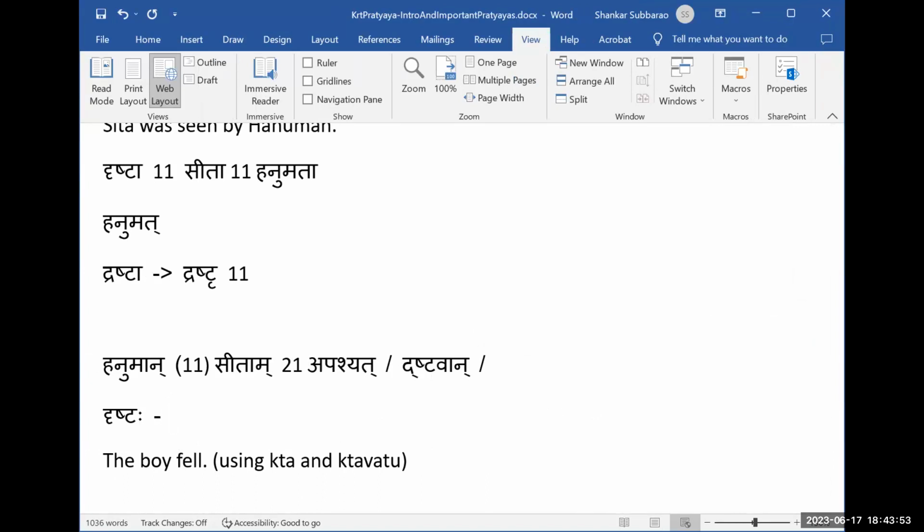What is the condition? Go back to our spreadsheet. Ktavatu pratyaya, not ktavatu. You want to add ta. Let's go back to ta. Ta pratyaya can be added in the sense of karta when the dhatu is either gatyarthaka or akarmaka. Does the dhatu drish fit into either of these? It doesn't. Therefore, drishti goes, it's not gatyarthaka.